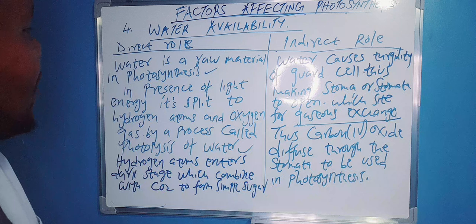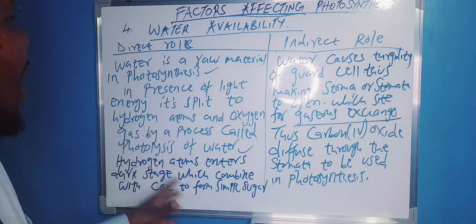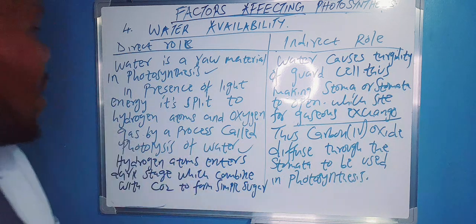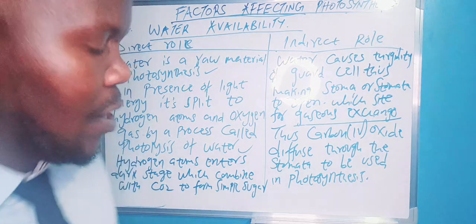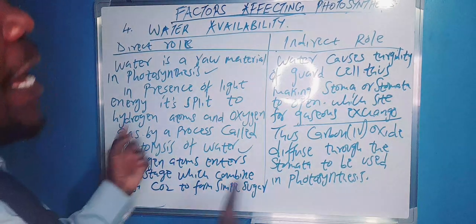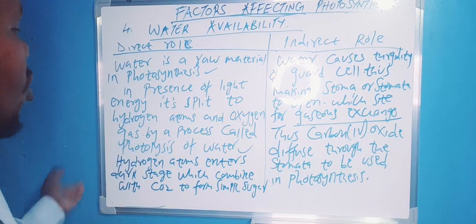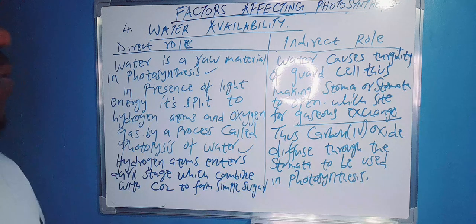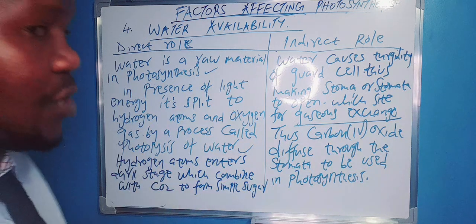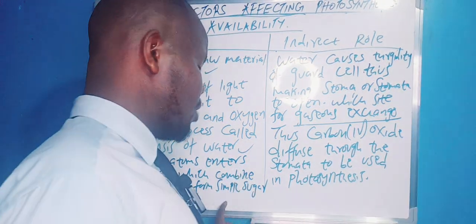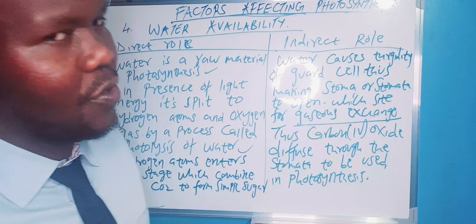In the presence of light, we split these water molecules into hydrogen atoms and oxygen gas, a process called photolysis of water. We get the hydrogen atoms, which will enter the dark stage and combine with carbon dioxide. We form a simple sugar, a process called carbon dioxide fixation. And with this, we have the direct role of water.